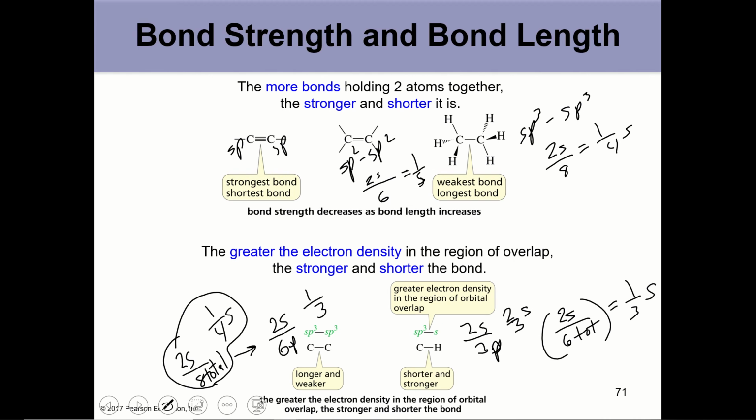And remember, as the amount of s increases, we're getting shorter and stronger. So 1/3 is greater than 1/4. That's shorter and stronger. And then for the triple bond, we have 2s out of 4 total orbitals, which is equal to 1/2 s. And as 1/2 is greater than 1/3 and greater than 1/4, that should be the shortest and the strongest bond.